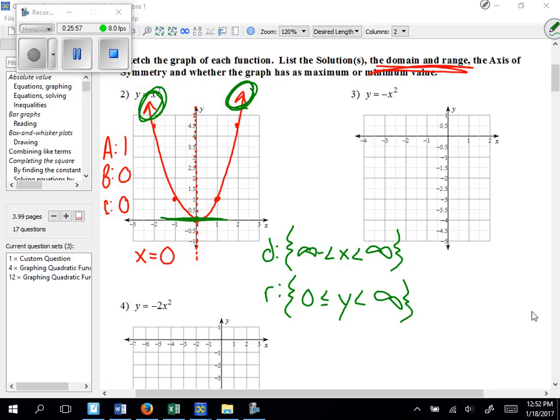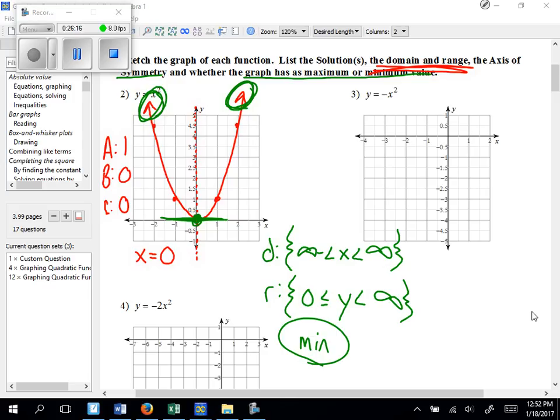We already listed the axis of symmetry. We said it was x equals 0, so we got that out of the way. And determine whether the graph has a maximum or minimum. This graph's going uphill, so it has a lowest point, so it has a minimum. All right, so we listed every single thing we need to know.